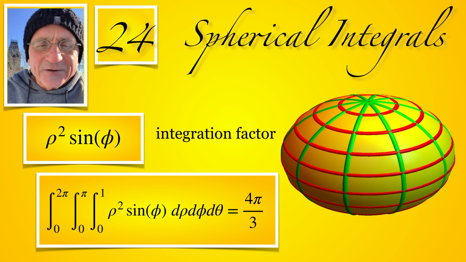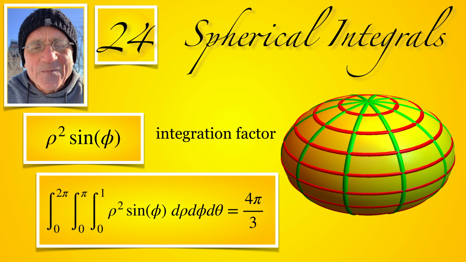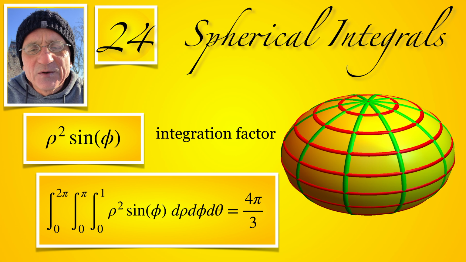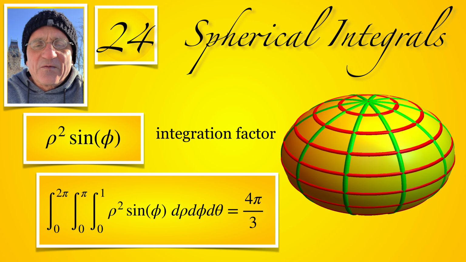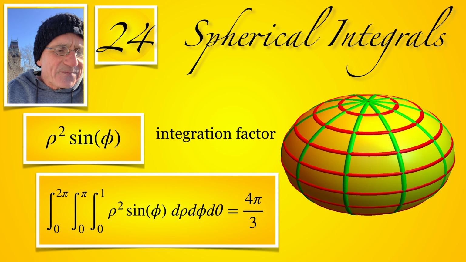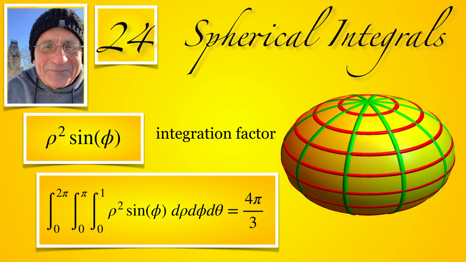In integrating in spherical coordinates, we have to include the integration factor rho squared sine phi. The volume of a sphere can quickly be computed as such, as the sphere is a cube in theta rho phi space. One can remember the rho squared sine phi also, because rho sine phi is r.